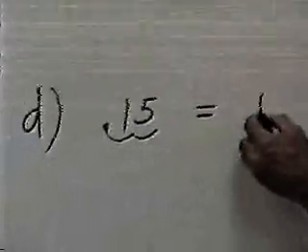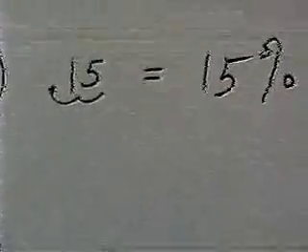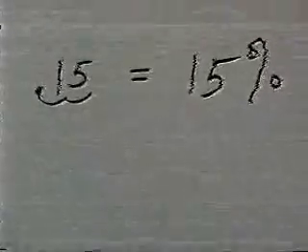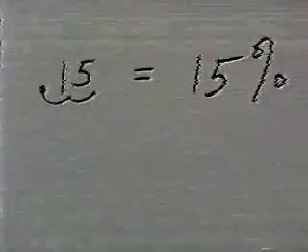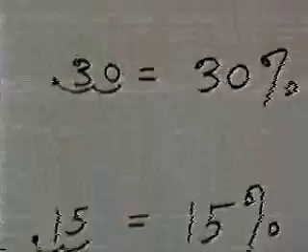The D part, if we move the decimal place 2 places to the right, we get 15%. Real simple ideas, but make sure you get them down so that when we go into more complicated problems, you're not struggling with the idea. All right, let's look at the E part.